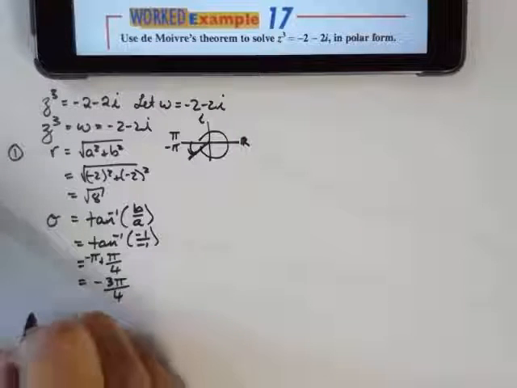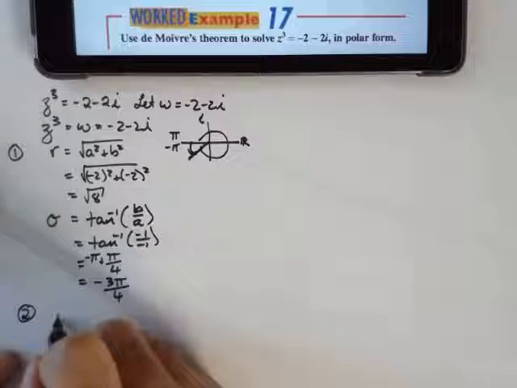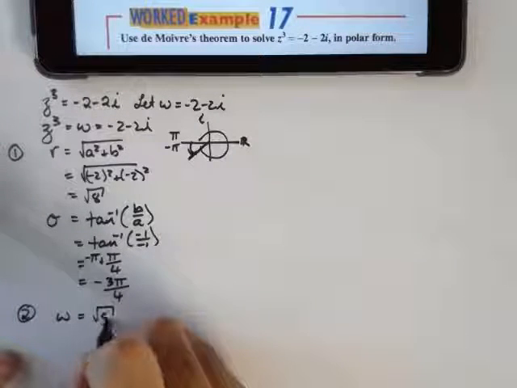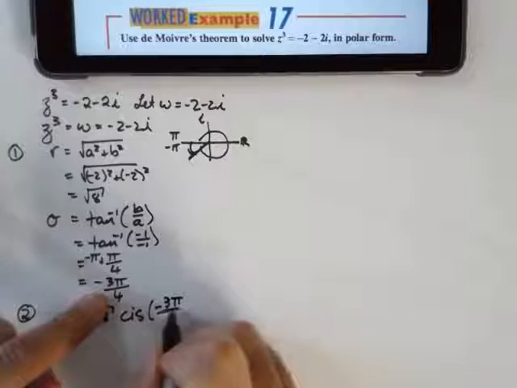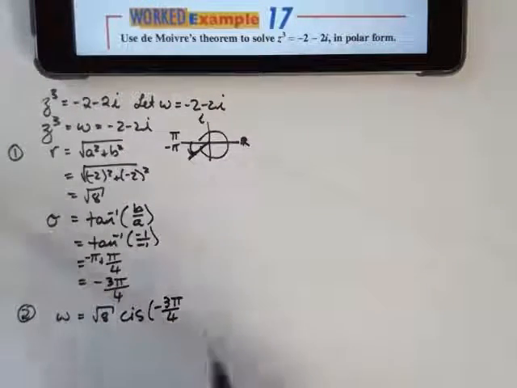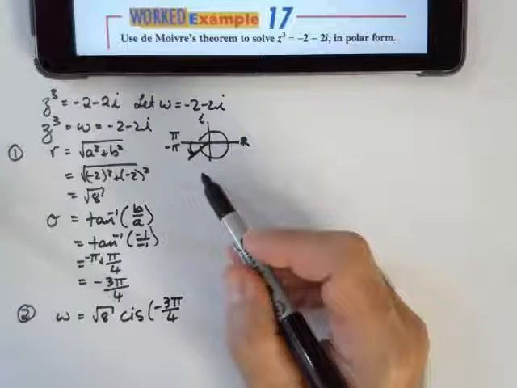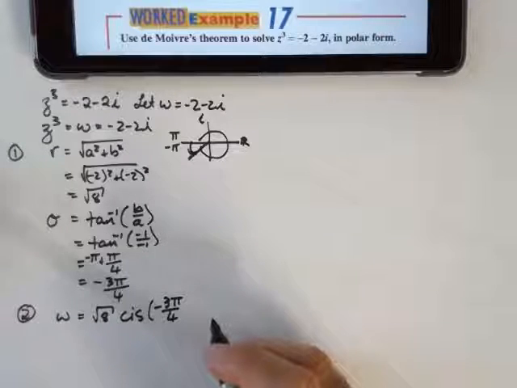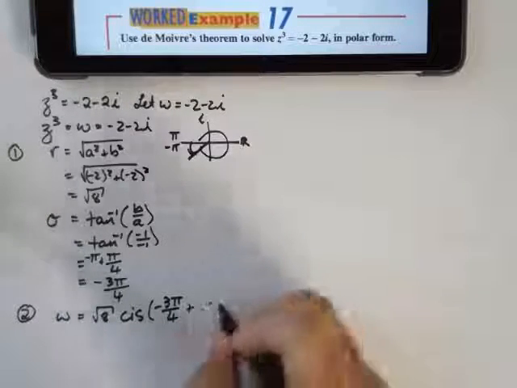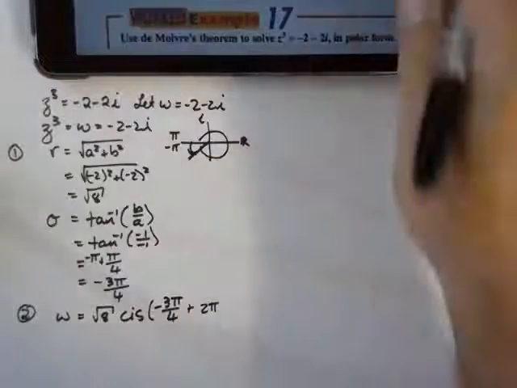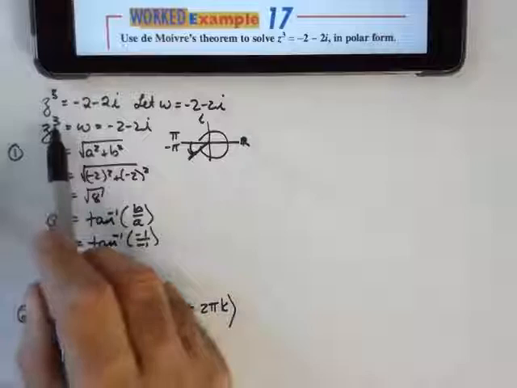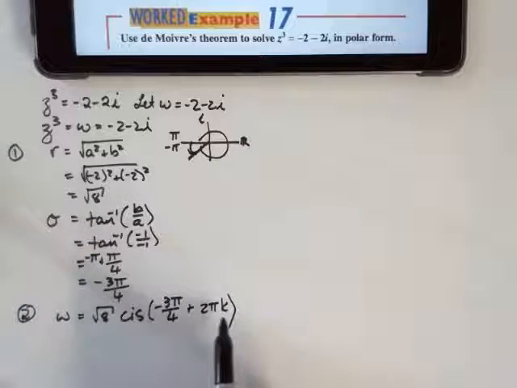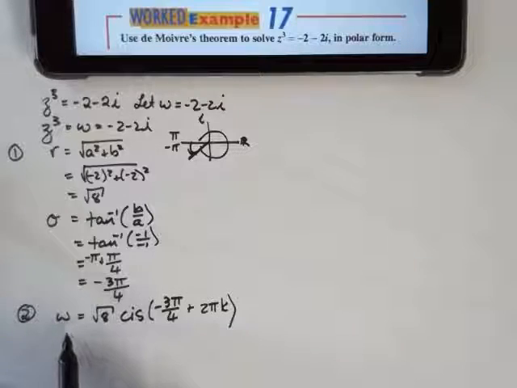My second step is to express this. So I'm going to say w equals square root 8 cis of negative 3 pi over 4. Now, this is something that we haven't done before. Because we have this, it's going to keep on repeating every 2 pi. So this is new. What we're going to do is we're going to say it's plus 2 pi k, for however many times it is. Now, in this case, the k will depend on what this value is. There's 3 of them, so we're going to have 3 values that we have to put in before this starts repeating itself. So we have now in polar form.